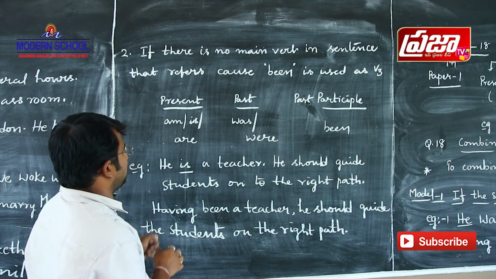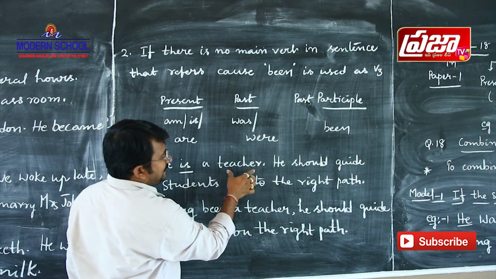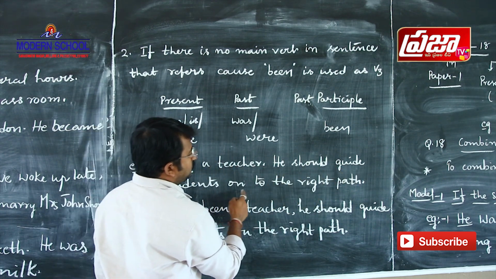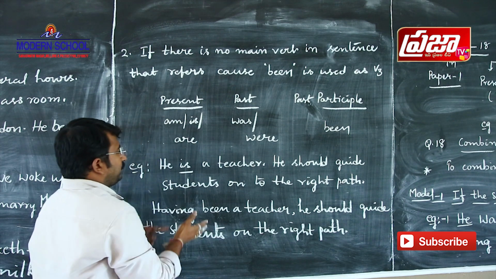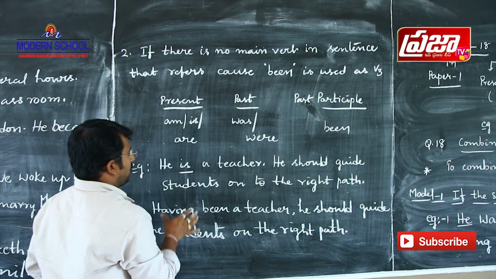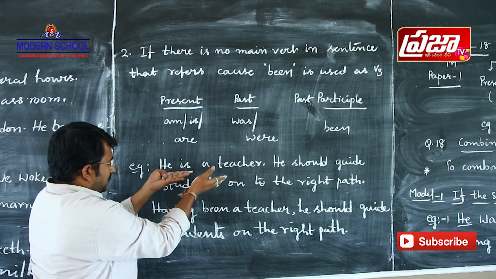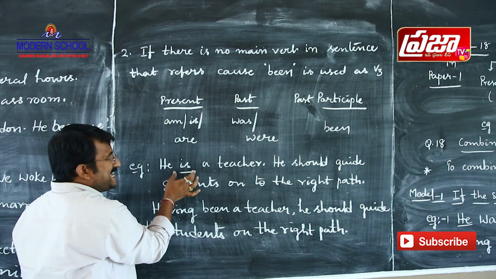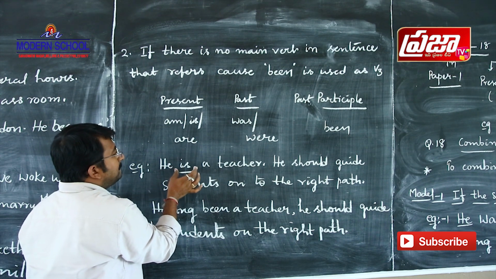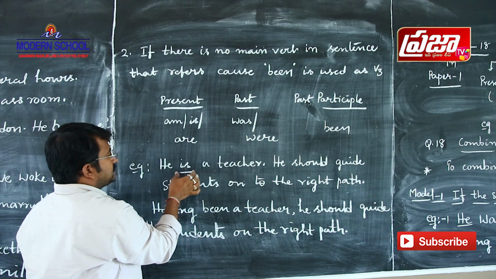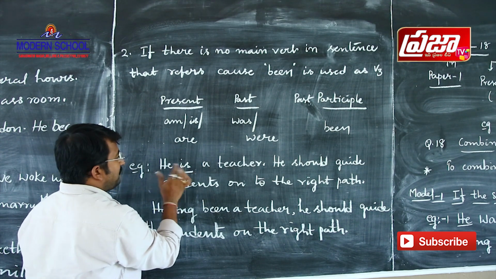Let us see this example here. He is a teacher. He should guide students onto the right path. This is the cause and this is the result. If you take this cause sentence, "He is a teacher", here "is" itself is the main verb. He is, which is a helping verb, acts as the main verb here.